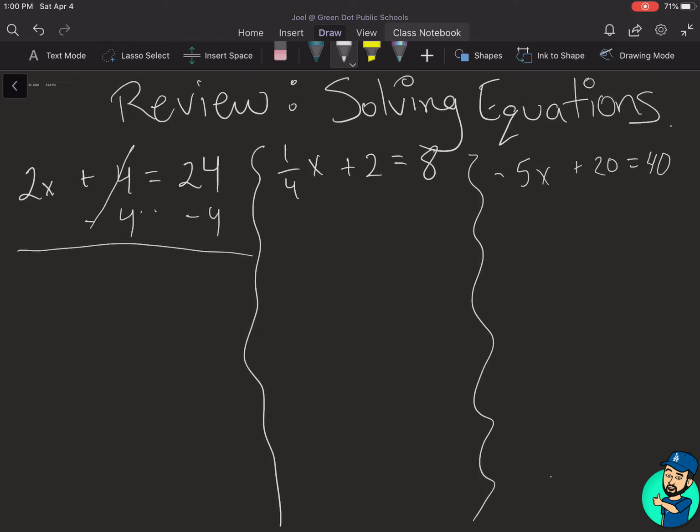This equals 0. 2x equals 20. Then my second step is to divide both sides by 2. The 2 technically cancels out. X equals, what's 20 over 2, or 20 divided by 2? 10.